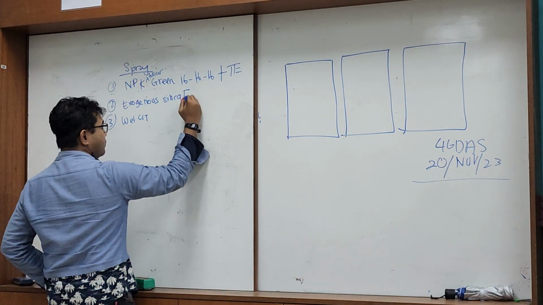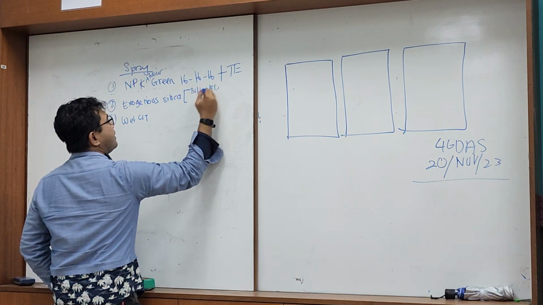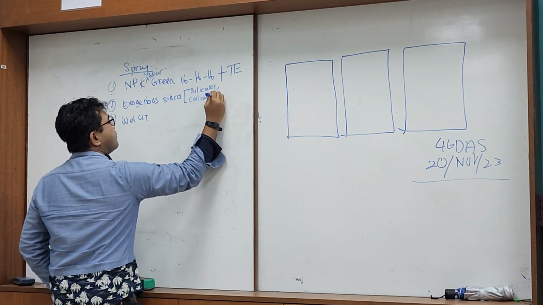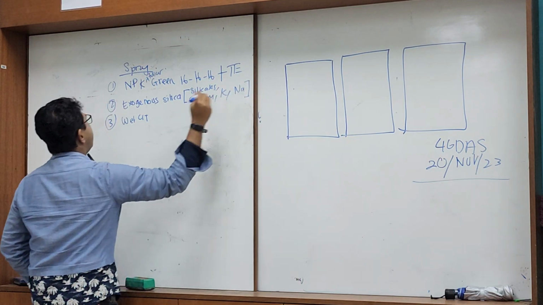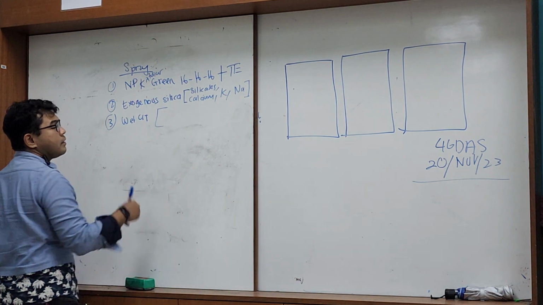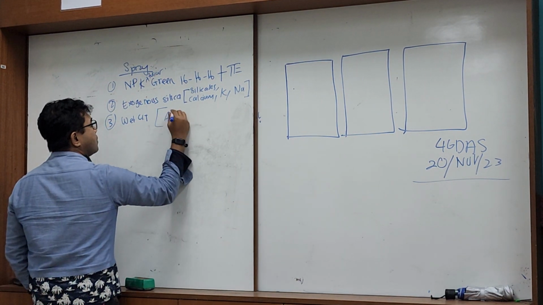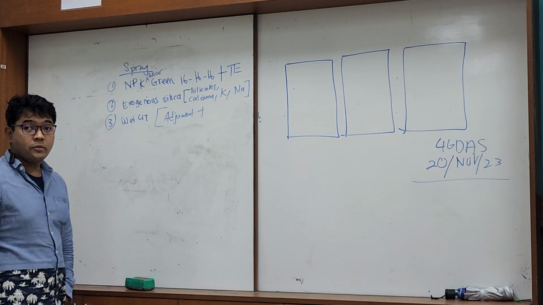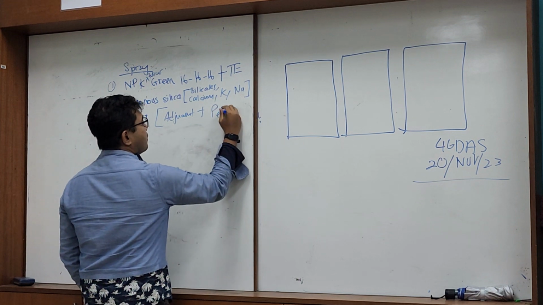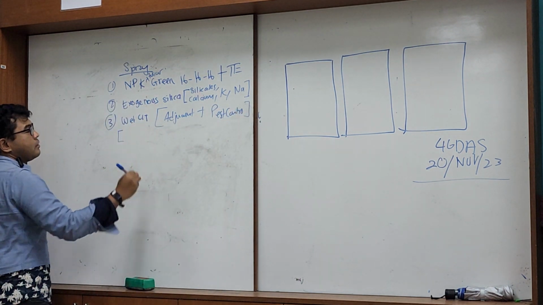Ada apa dalam tu? Silicates. Ada apa lagi? Calcium. Potassium. Lepas tu ada sodium. Then, what to say? Apa benda ni? Dia ada 2 functions. Adjuvant plus pest control. So what is it actually?